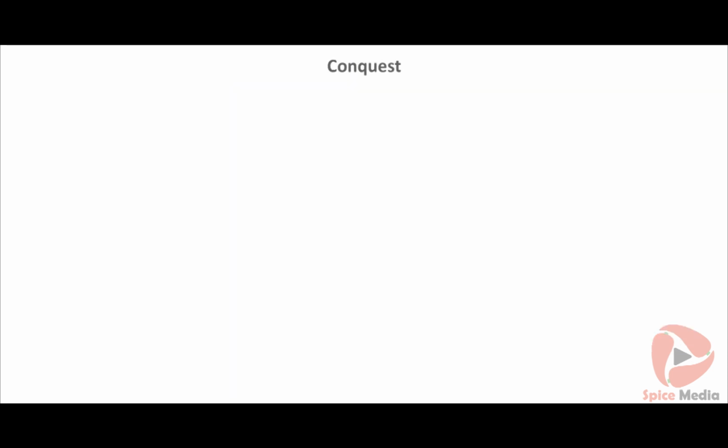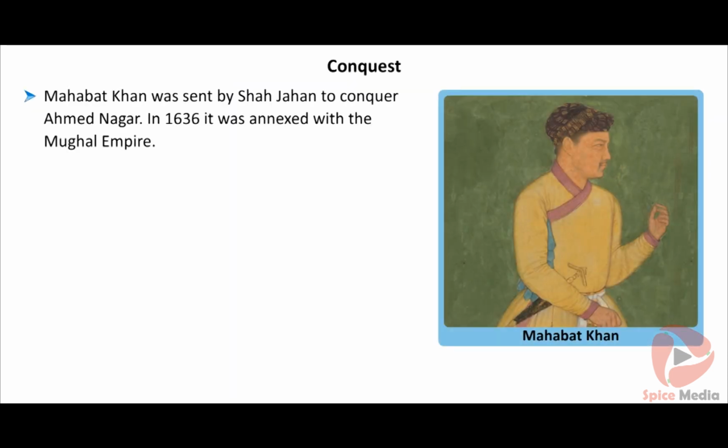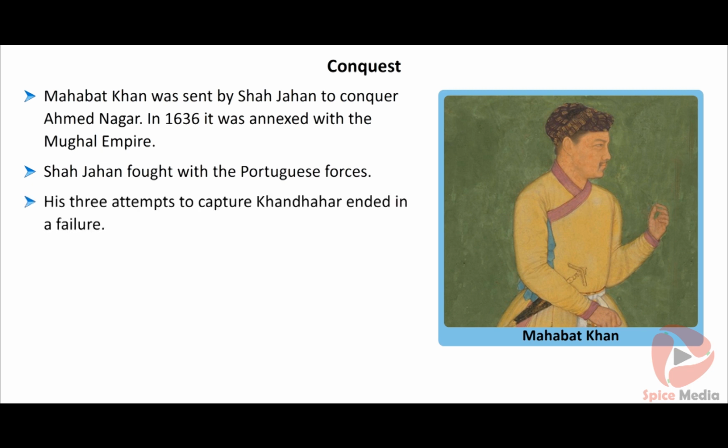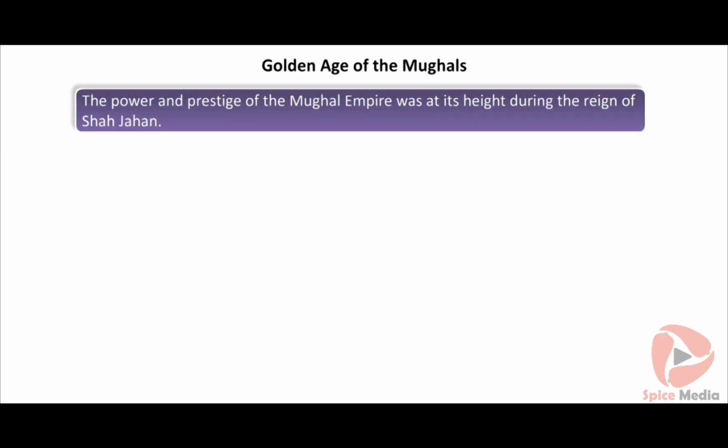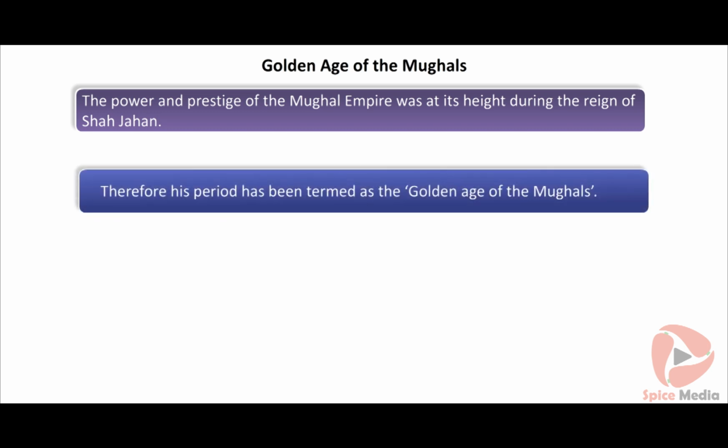Conquest. Mahabat Khan was sent by Shah Jahan to conquer Ahmednagar. In 1636, it was annexed to the Mughal Empire. Shah Jahan fought with the Portuguese forces. His 3 attempts to capture Kandahar ended in failure. The rulers of Bijapur and Golconda were defeated by him. Aurangzeb was made the governor of the Deccan. The power and prestige of the Mughal Empire was at its height during the reign of Shah Jahan. Therefore, his period has been termed the Golden Age of the Mughals.